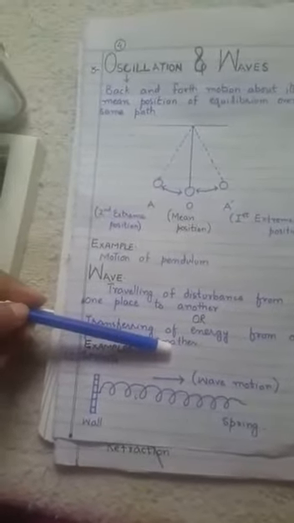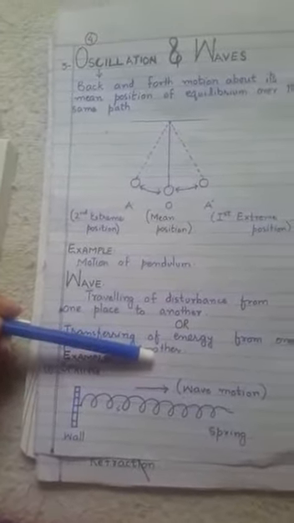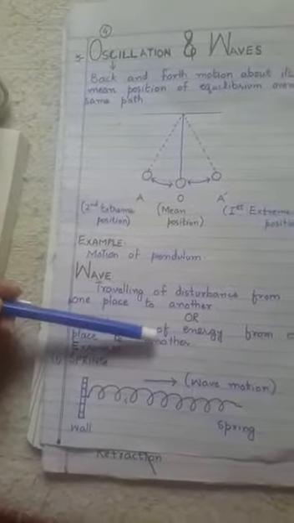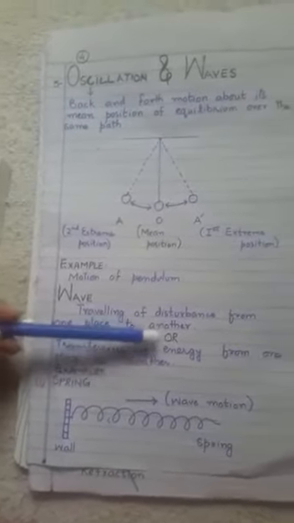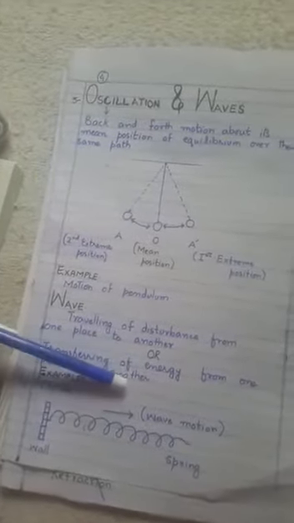I think you know very well about the water wave. Okay, sound wave, water wave, there are different examples of wave. So what will happen in wave? In wave, actually one form of energy is transferred from one place to another place.